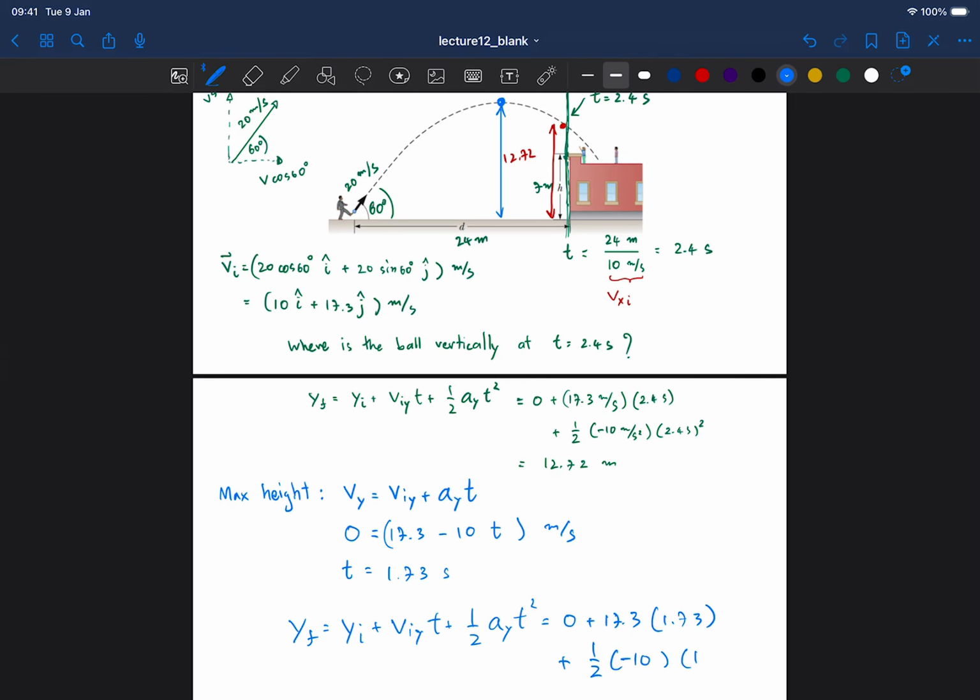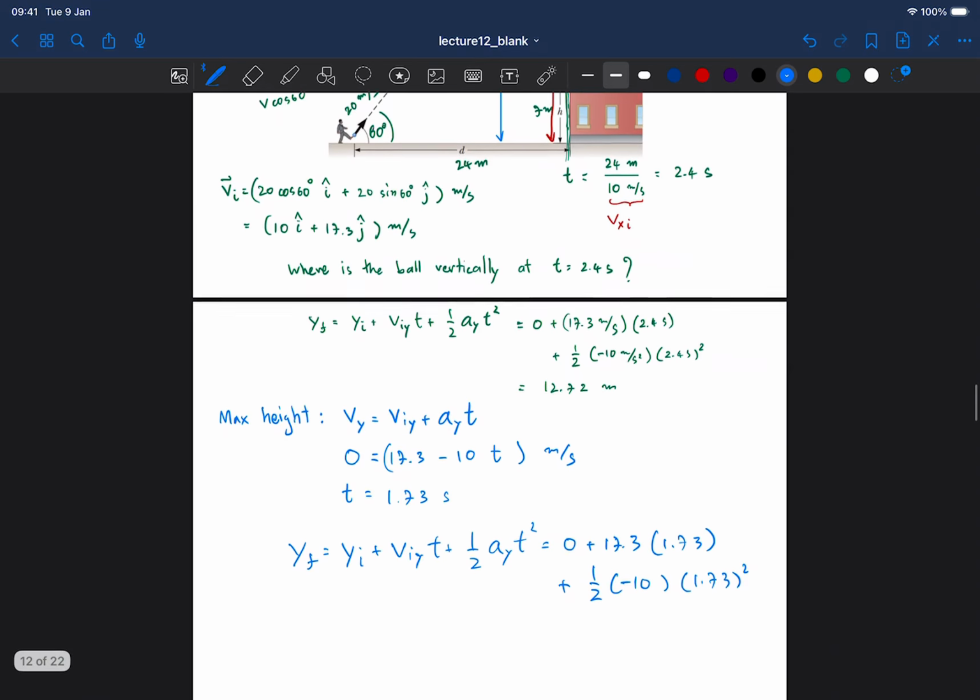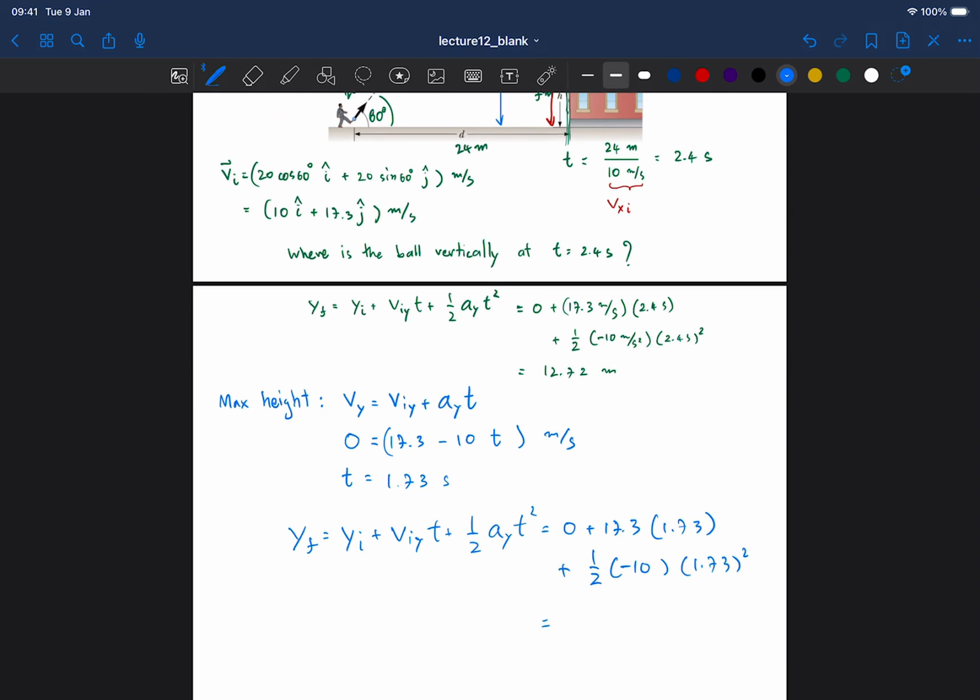So I put in the number, and if our calculation is correct, then the number you get here should be larger than 12.72. Let's see if that's the case. So this term gives you 30. This term gives you 15 minus 15. So altogether you're going to have 15 meters, which is higher than 12.72.